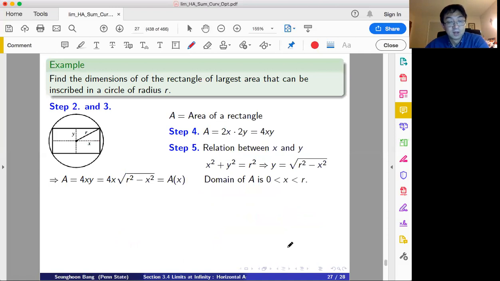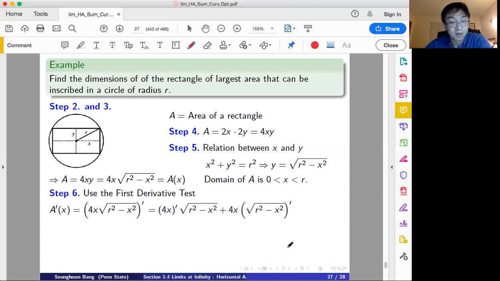The next step, step 6. Use the first derivative test for finding the absolute maximum. So you can take the derivative of 4x times the square root of r squared minus x squared. You have to use the product rule. The 4x prime times the second one, the square root of r squared minus x squared, plus the first one, 4x, times the derivative of the square root of r squared minus x squared.